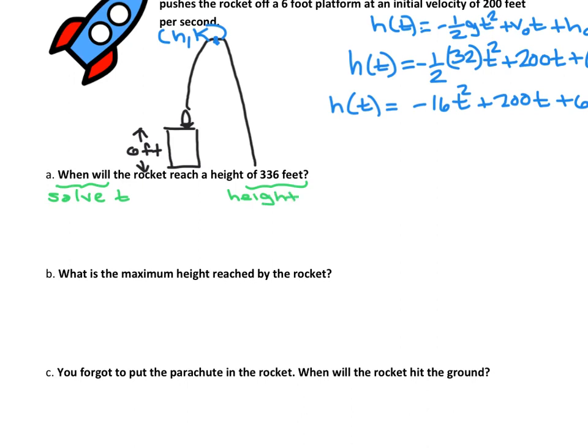Okay, so I'm going to use our initial model that we created, and I'm going to flip it around. It's just going to be a little bit easier here. So I'm going to say -16 t squared plus 200 t plus 6 equals h of t. I'm just flipping that around a little bit. It's just a little bit easier to solve. Now our h of t right now we're being told is 336 feet, so I'm going to substitute that in.